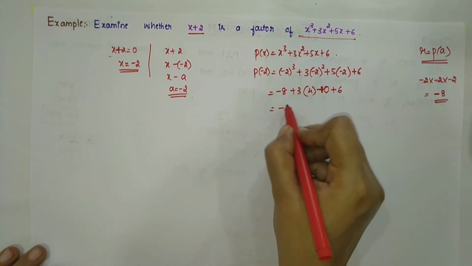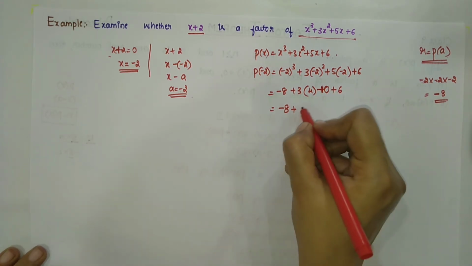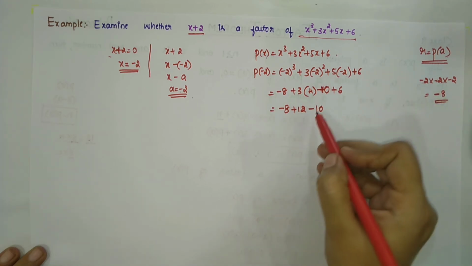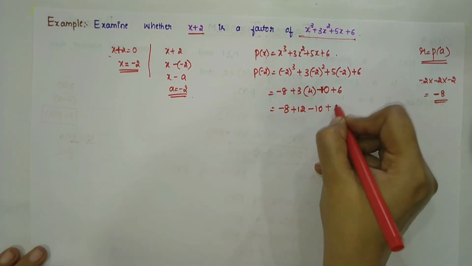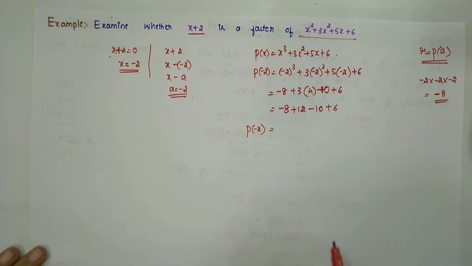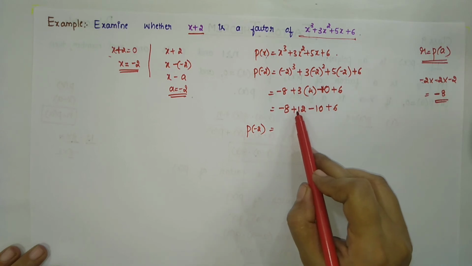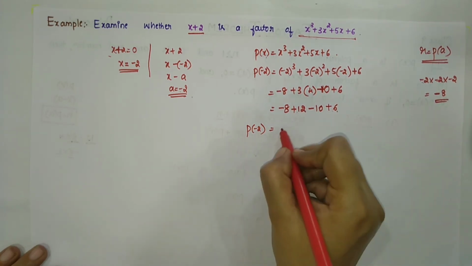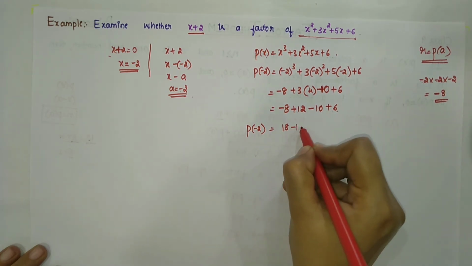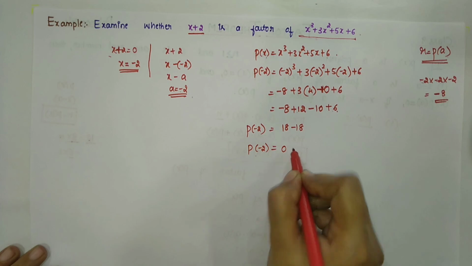So we get minus 8 plus 4 into 3 is 12. So it is plus 12 minus 10, since 5 into minus 2 is minus 10, plus 6. So we have P of minus 2 equal to minus 18 plus 18. That is, plus 12 plus 6 is plus 18, minus 10 minus 8 is minus 18. So we get P of minus 2 is equal to 0.